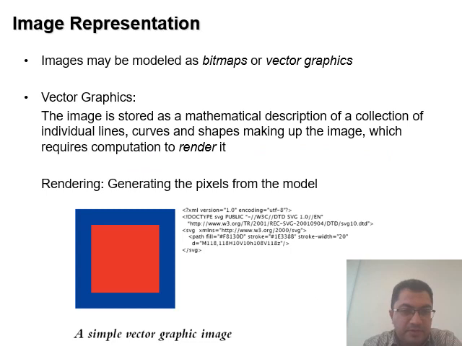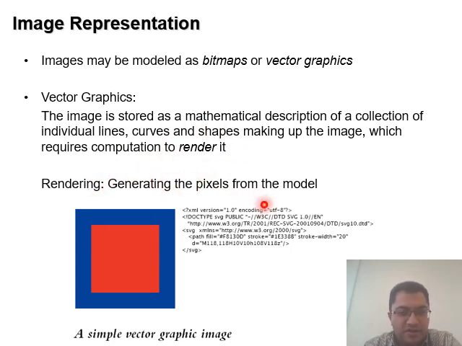The second type that we can use to represent images is what's called vector graphics. In vector graphics, the image is stored as a mathematical description of a collection of individual lines, curves, and shapes making up the image, which requires computation to render it. And by rendering, we mean that we are generating the pixels from the model.